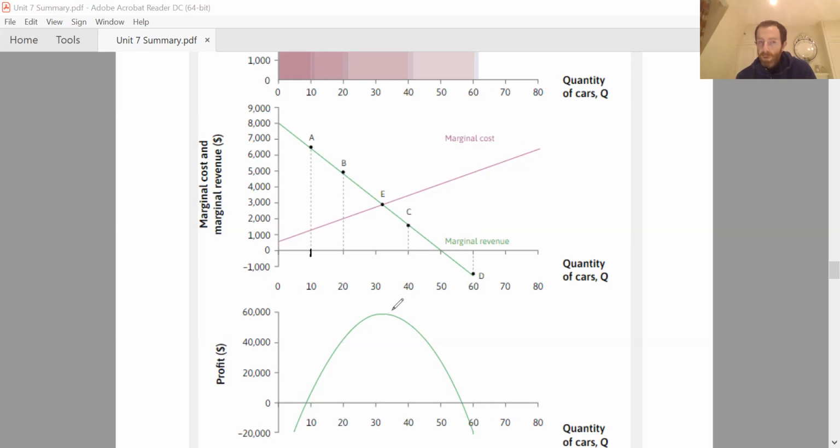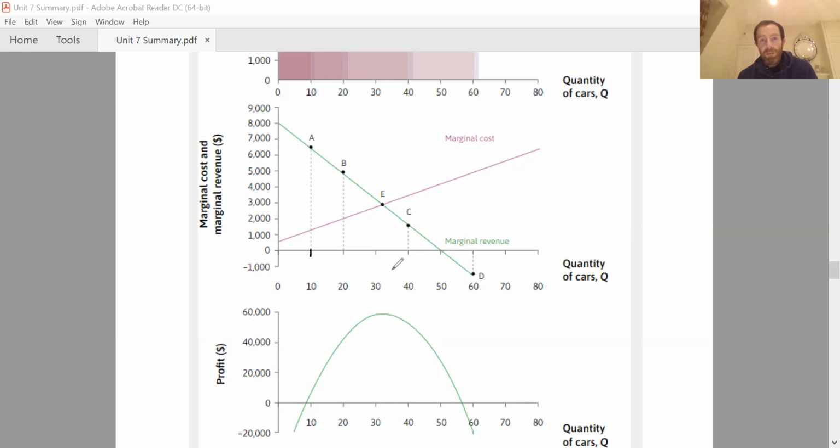So why does total profit start to fall after that? Well, we can see if we go beyond point E, marginal cost is now higher than marginal revenue. The extra cost from producing one more good is higher than the extra money you could receive for selling that good. So that means once we go past point E, marginal profit has now become negative, okay? And that is why the total profit will start to fall.